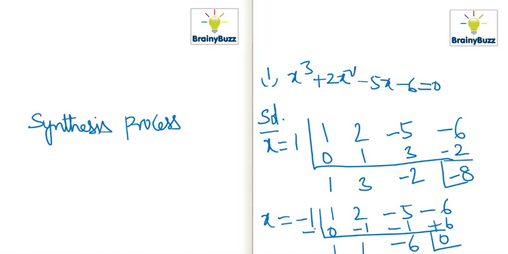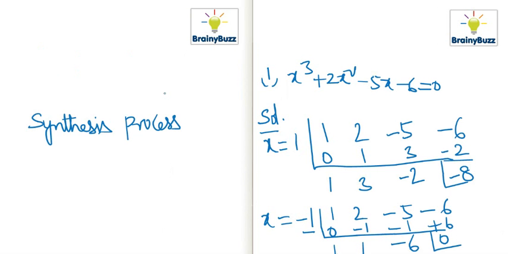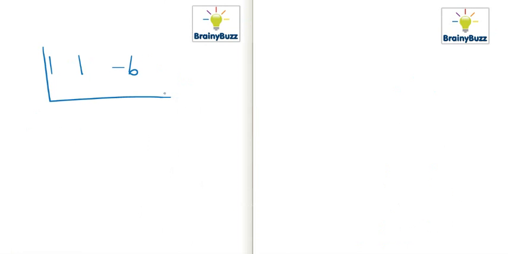Now in the third degree equation there are 3 roots. Now you have to find the other 2 roots. So now the last terms are 1, 1, minus 6. So now let us try it again. X is equal to, same process, 1 or minus 1.